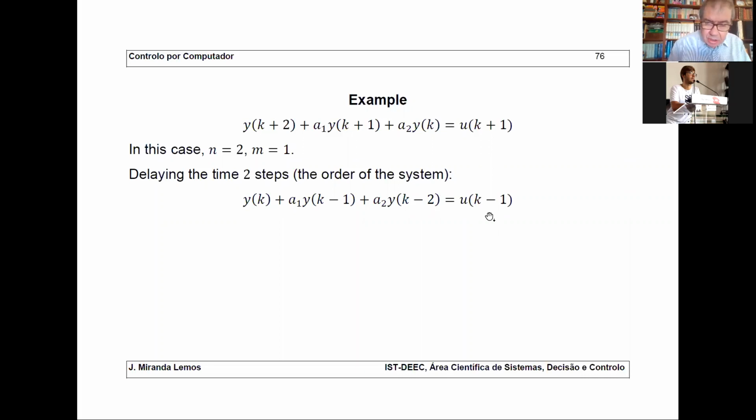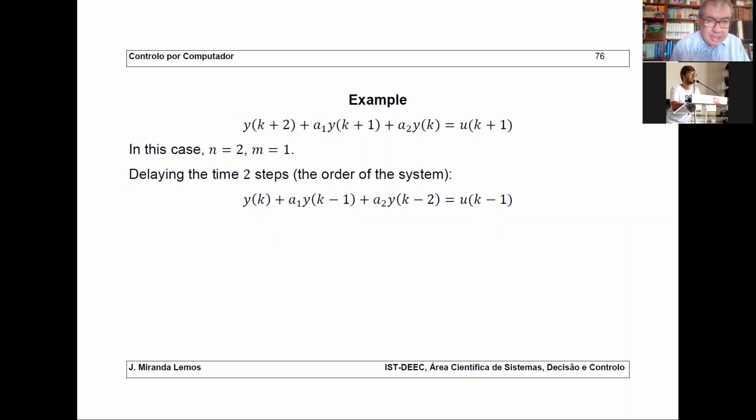Okay, so this is something that is very simple, but it's important that you have clear ideas about it. And the only trick is shifting the time. Okay, shifting the time.